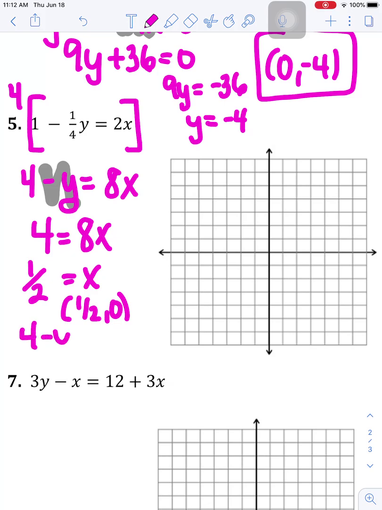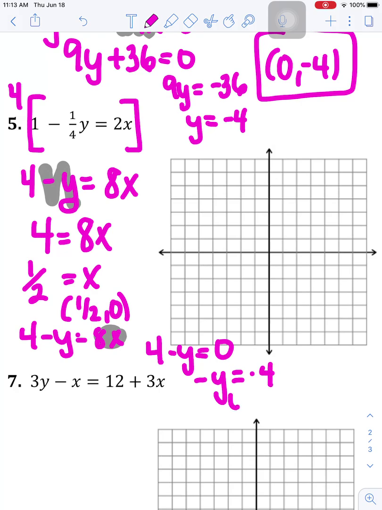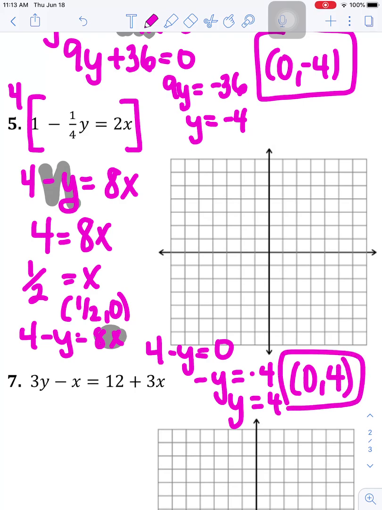Then getting that y-intercept, you would zero out the x. That would leave you with the equation of 4 minus y equals 0, which if you subtract the 4, you get a negative y equals a negative 4. So y is positive 4. So your y-intercept there would be 0, 4.